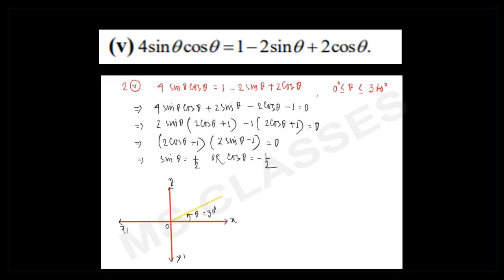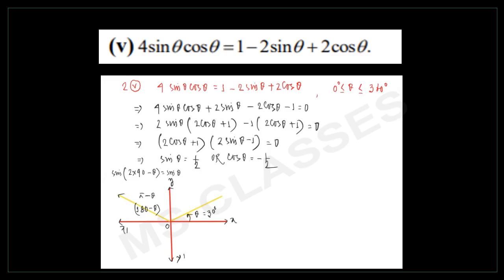Now, sin theta is positive again in which quadrant? The second quadrant. In the second quadrant, I can take the value as pi minus theta, or we can write 180 minus theta if you want to write in degree measure. Why? Because sine of 2 into 90 minus theta is sin theta only.